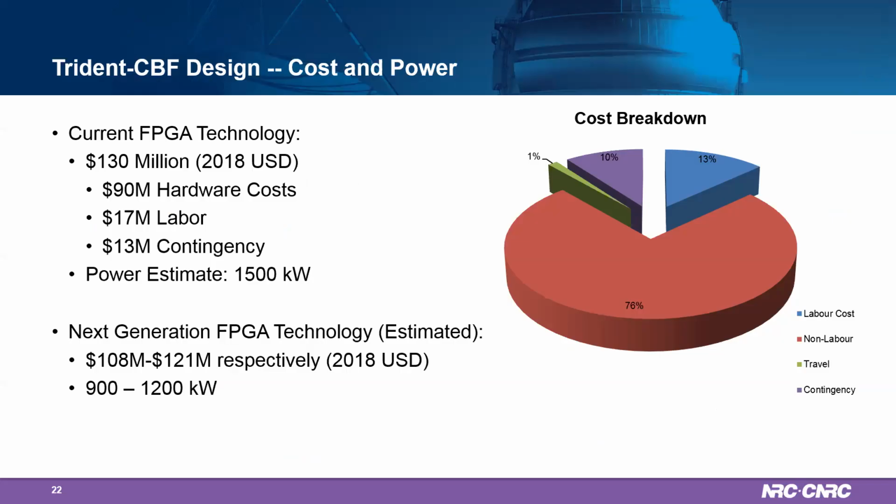The power estimate for such a system, again using current technology, is around 1500 kilowatts, and next generation FPGAs we estimate would reduce the cost to somewhere between 108 and 120 million, and bring the power down to 900 to 1200 kilowatts, based on expected extrapolations of how the last few technology nodes have improved things.